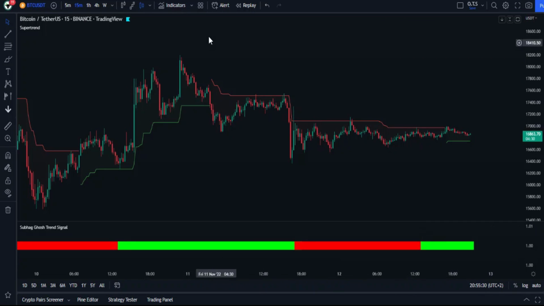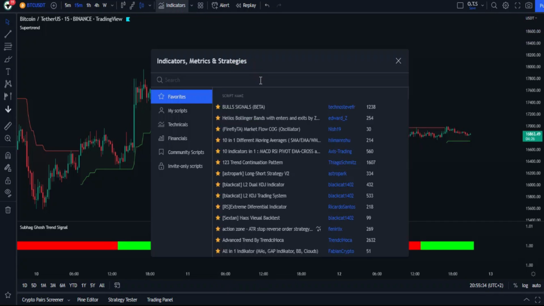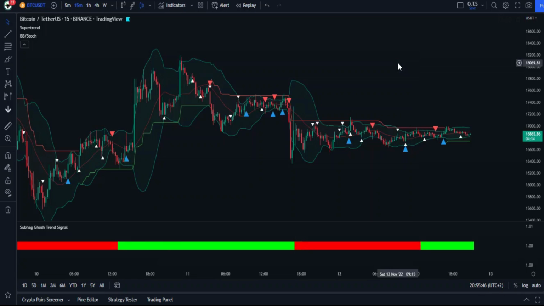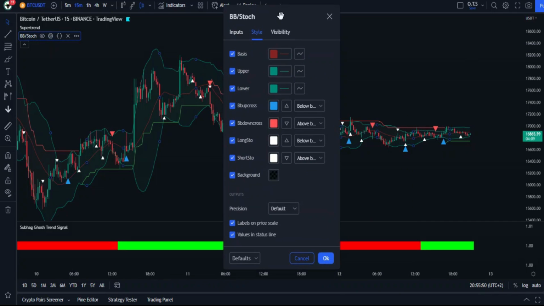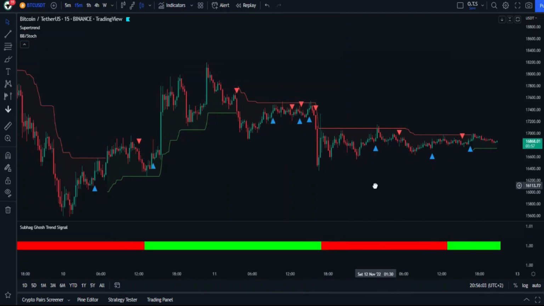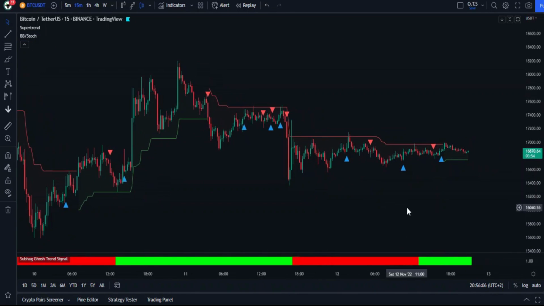Well, to learn more about this trend finding system, let's add a buy and sell indicator to get a clear view. And let it be the simple Bollinger Bands and Stochastics indicator. After applying the simple indicator, let's delete all the graphics and lines and leave only buy and sell signals. Now the chart is ready with two trend indicators and one signal indicator.